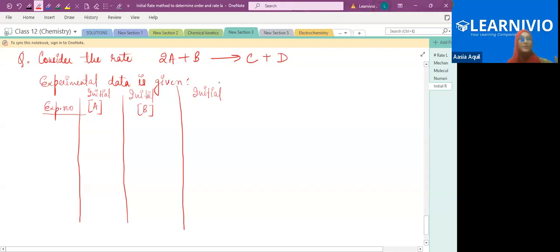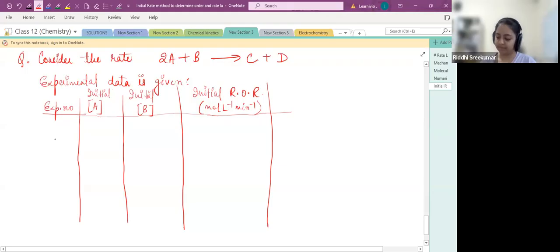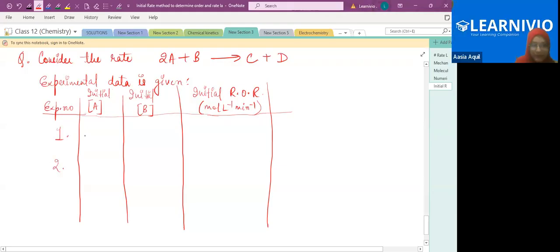Here the rate of disappearance and appearance is not given. The rate of reaction is given directly, initial rate of reaction, which is in mole per liter per minute. So just observe this unit. You have to write down the rate of reaction in this unit only, if the unit is given in the question. So 1, 2, and 3 experiments are there. 0.10, 0.10, and the rate is 1.5 into 10 raised to the power minus 3.